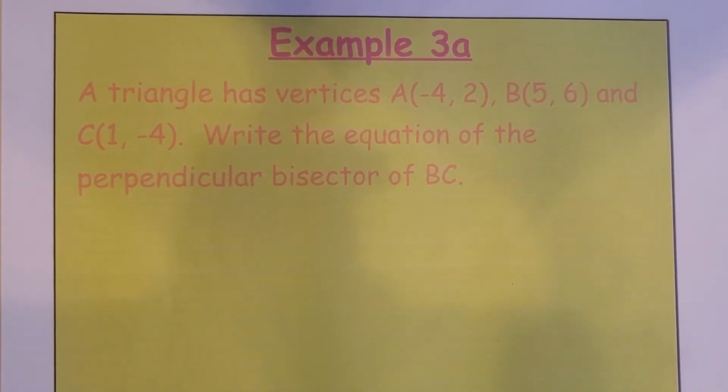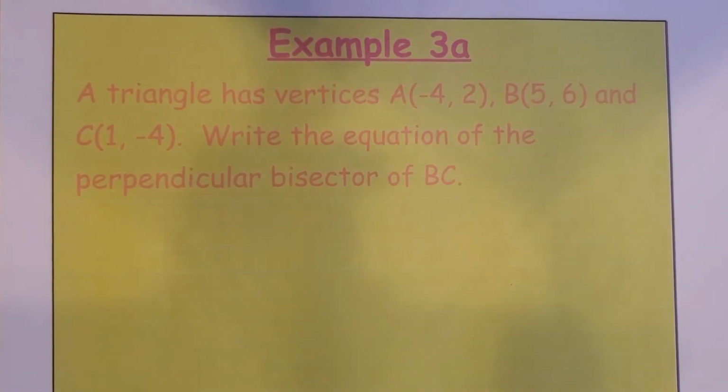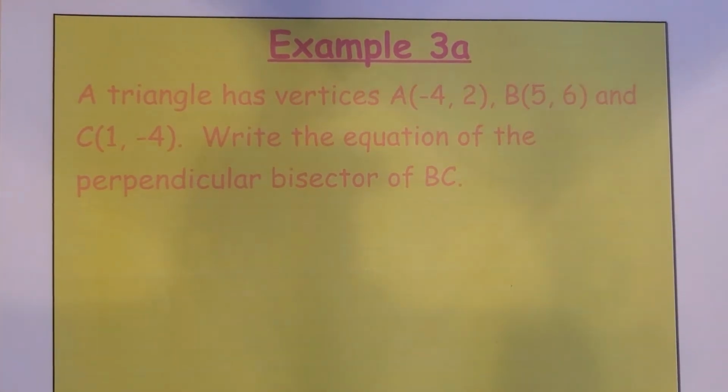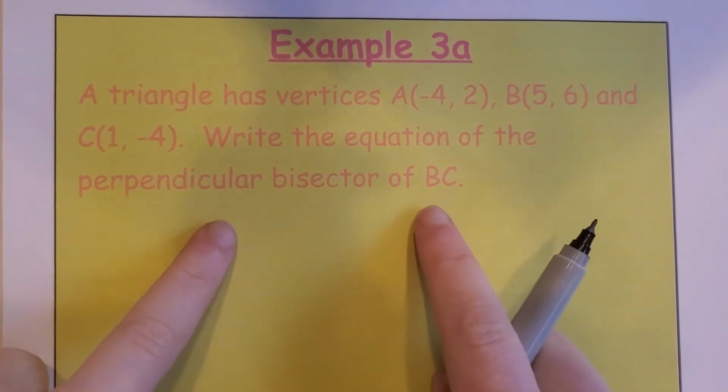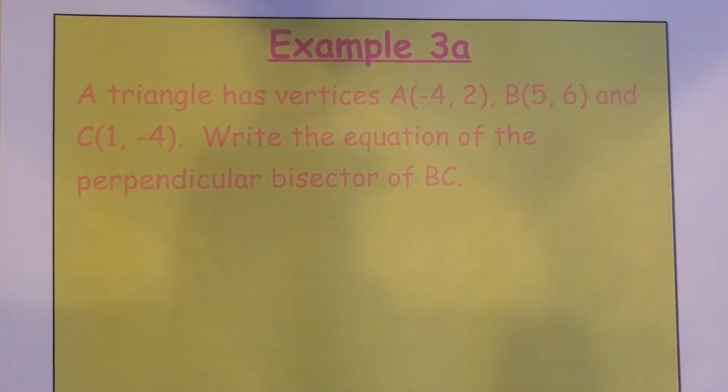A perpendicular bisector has more requirements that go into it. We talked about it a couple problems ago. It's got to be perpendicular and it's got to pass through the midpoint. So if we're talking about the perpendicular bisector of BC, you are going to have to find the midpoint of BC at some point. I'm going to do that first.